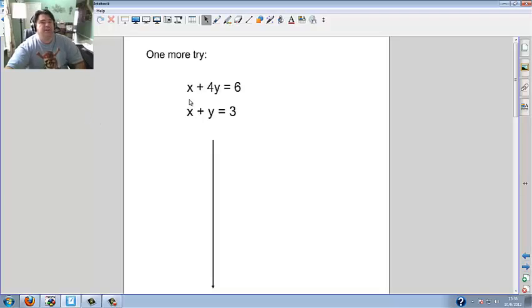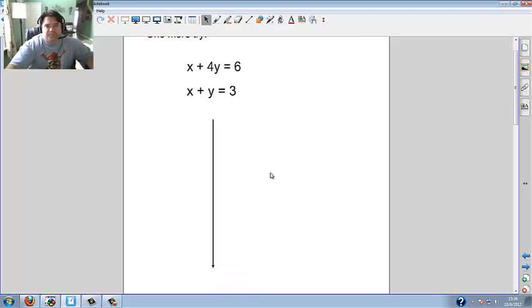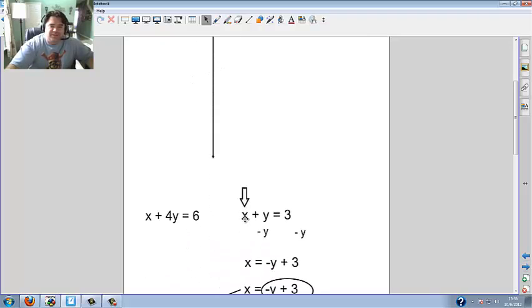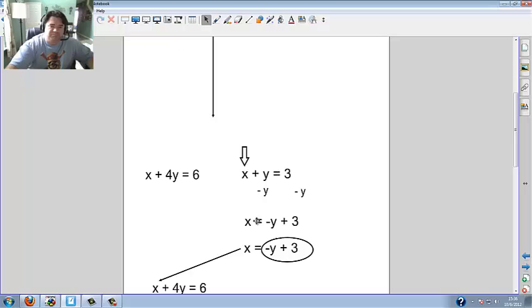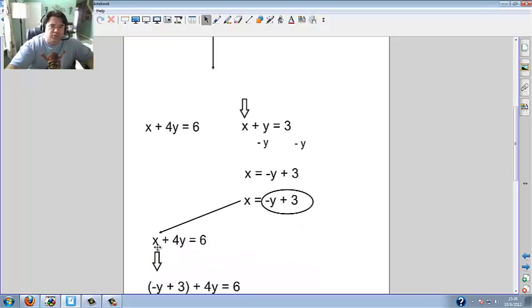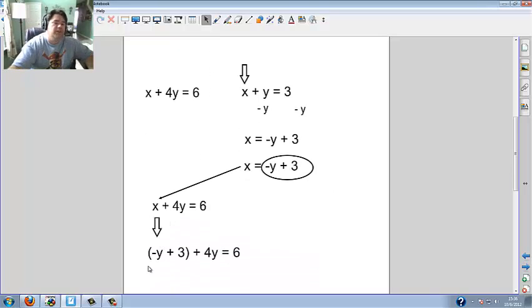Now we're back. Do it again, people. Hint: isolate an x or a y right here. See what you did? I went ahead and isolated this x, so I minus y to both sides. X equals negative y plus 3. Just dropped it in there. Boom. Negative y plus 3 plus 4y equals 6.